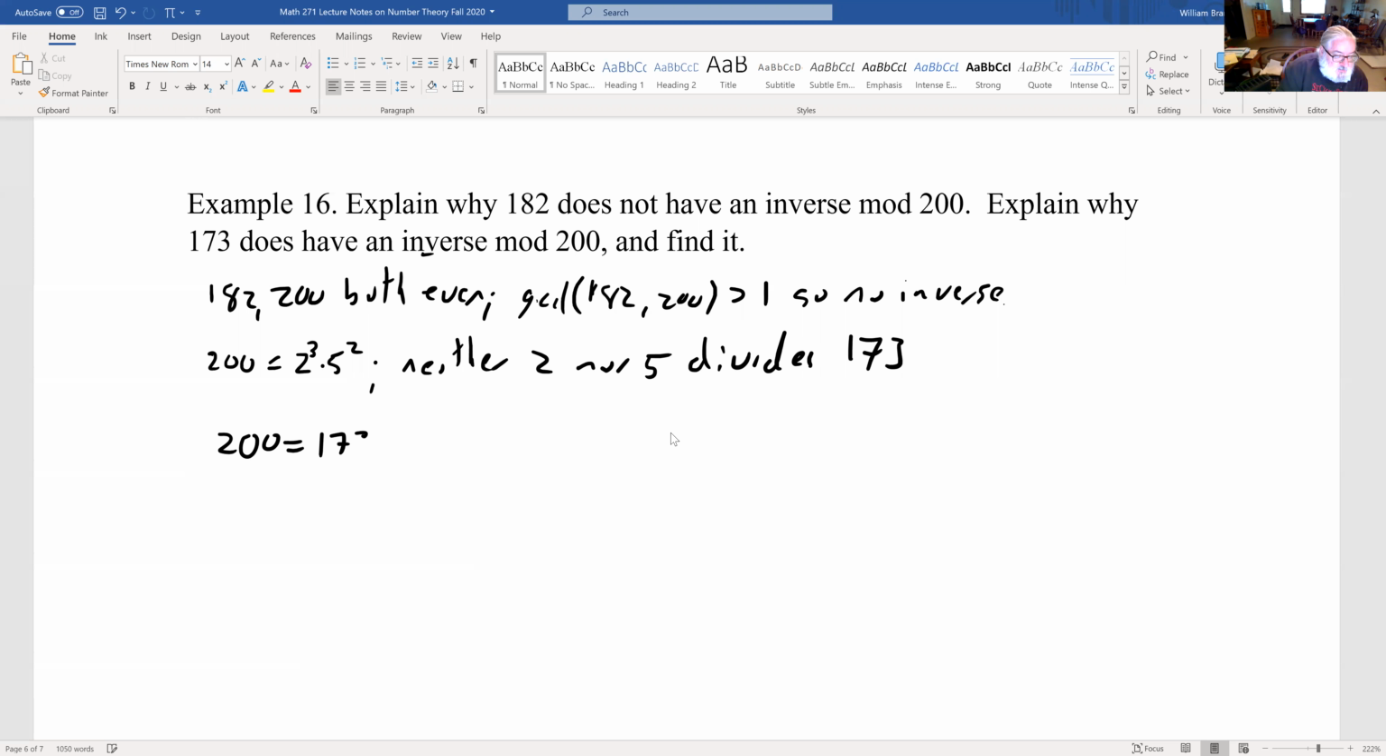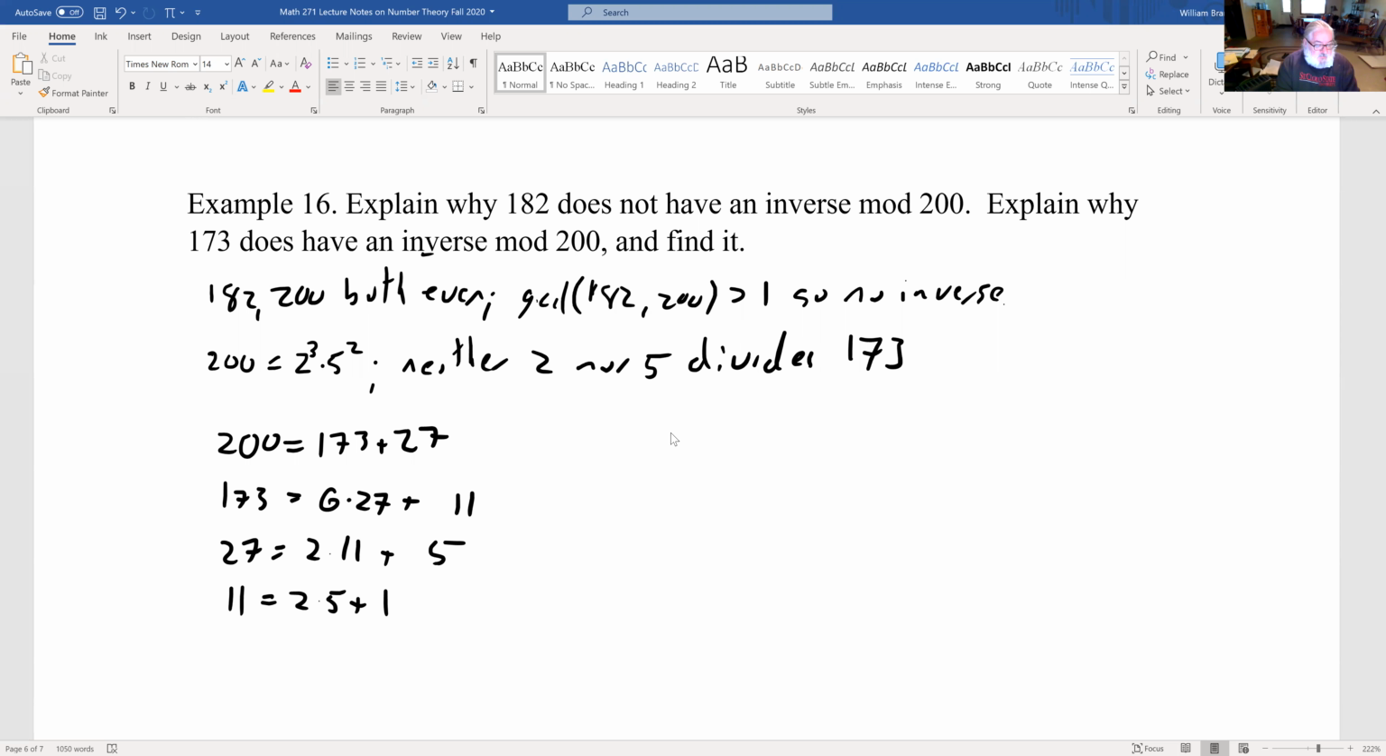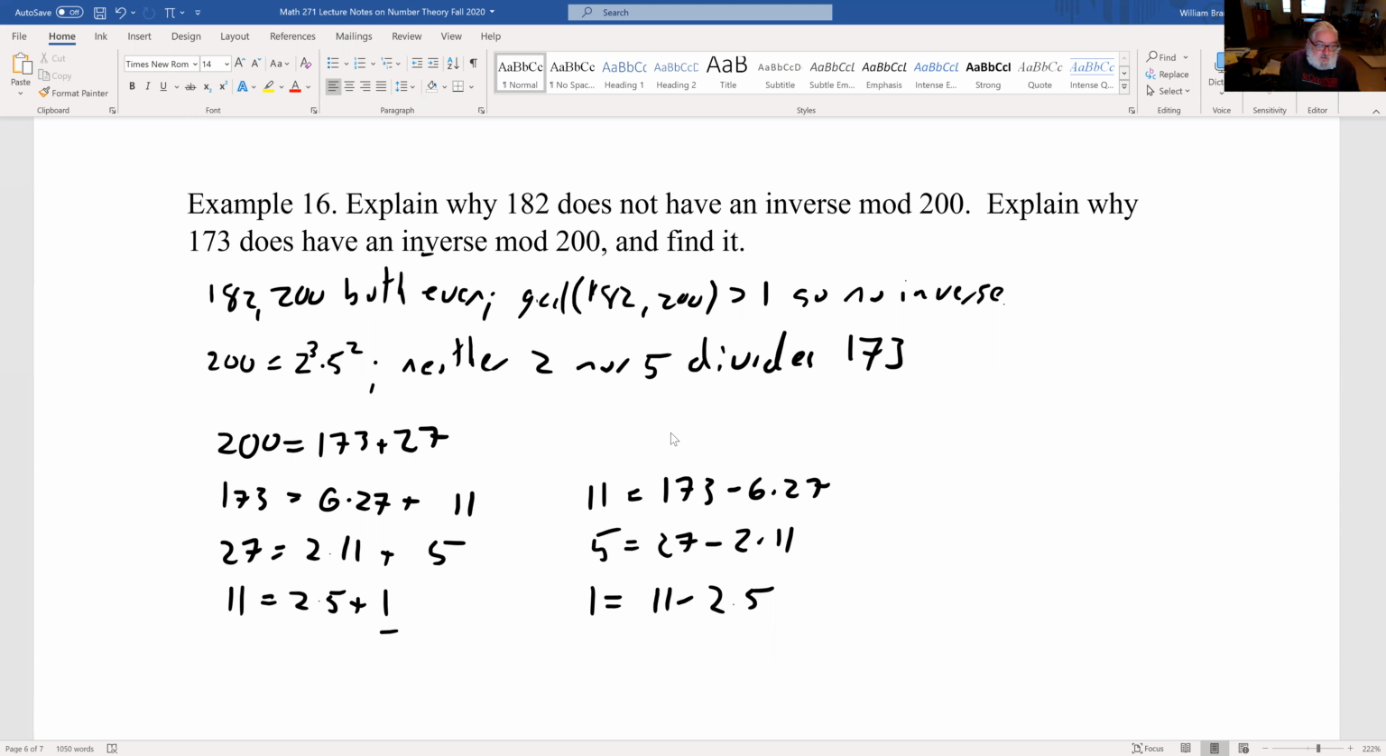So 200 equals 173 plus 27. 173 equals 6 times 27 plus 11. 27 is 2 times 11 plus 5. 11 is 2 times 5 plus 1. So there's our Euclidean algorithm. There's our greatest common divisor. How do we find my inverse? Well, again, we rewrite our Euclidean algorithm in terms of the remainders. And then we start plugging back in.